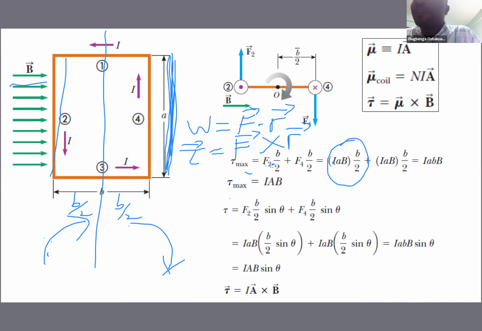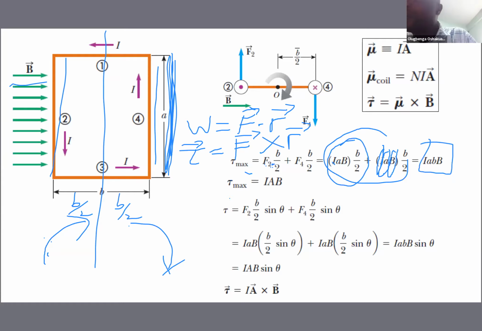So we have this. And for the other part 4, we also have current I, the product of current I with length A with magnetic field B. Multiplying this together and adding them together, we have I, A, B, B. Remember that the small letter a and small letter b are lengths of a rectangle, which we can multiply together to give us the area of a rectangle. So capital A, the area of the rectangle, is the product of a and b. So the maximum torque we can have is what we have obtained as IAB.